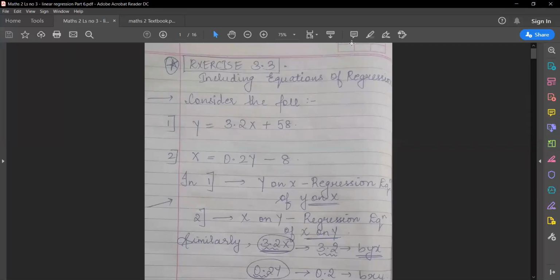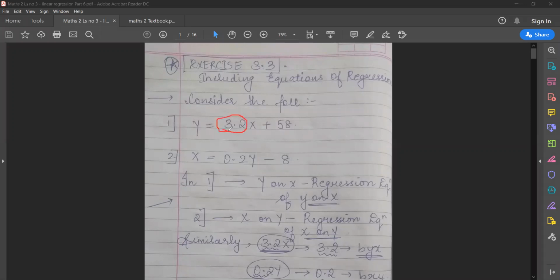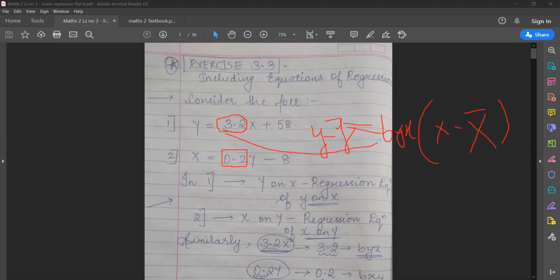Correct? Now, if you remember class, when we used to write this, what is this particular value in front of x called? And what is this particular value in front of y called? Do you remember? Correct. When we used to write down the regression equation, what was the format we used to write? y minus y bar is equal to byx, x minus x bar. Correct? We used to write this. So remember class, in front of x minus x bar, what used to come? byx, correct? So can I say the value in front of x is called byx?